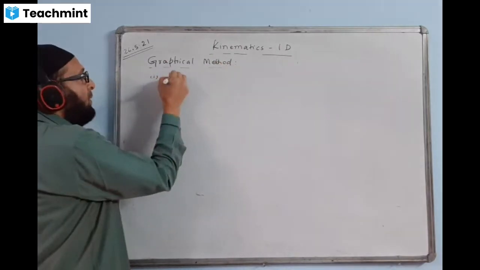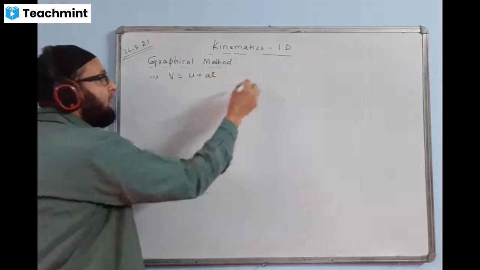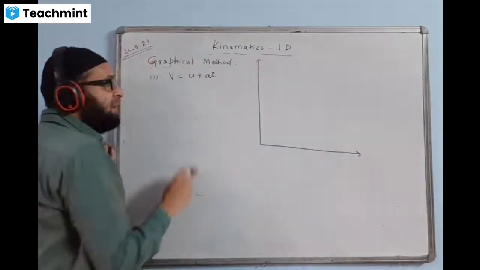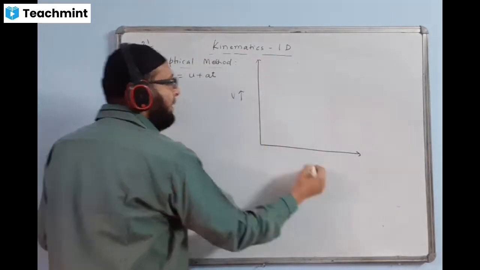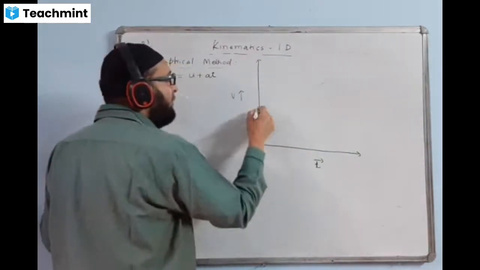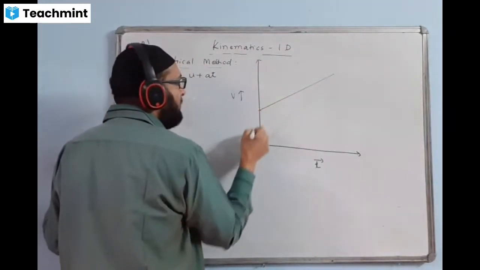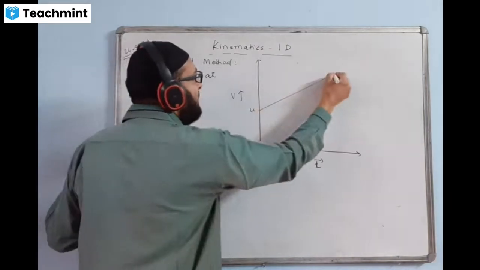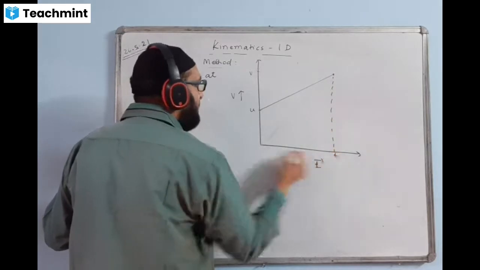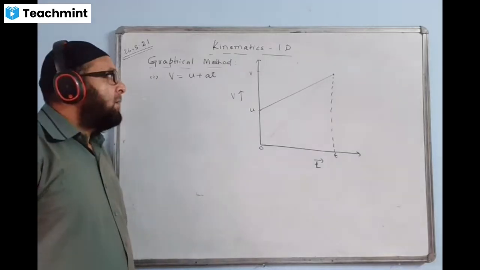The first formula, V is equal to U plus AT, how can we prove it by the graphical method? So we draw a velocity time graph for a body moving with a uniform acceleration. That means velocity we will take here, time we will take here, and the graph we will draw this way. Initial velocity may not be 0, so I'll write initial velocity U, and the body is reaching a final velocity V in the time interval T. The origin is 0.